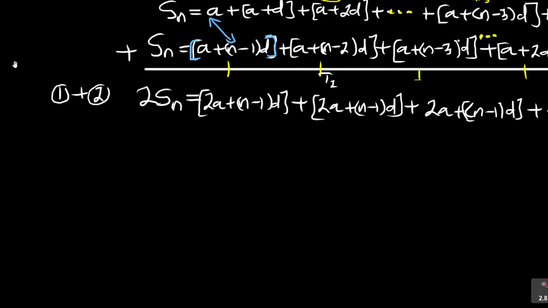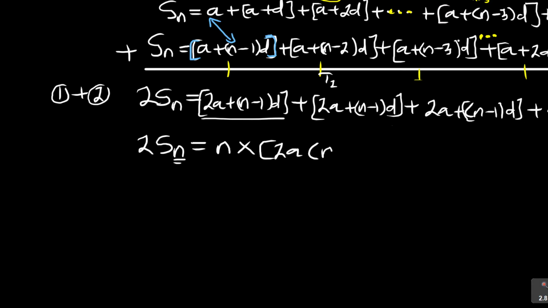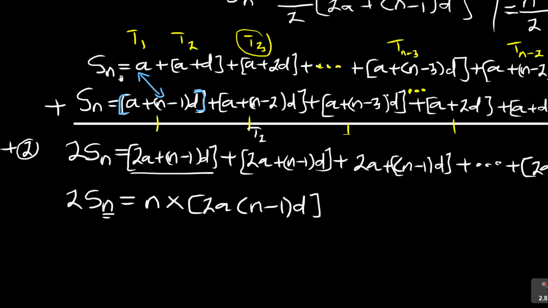So what it means is my 2Sn is equal to, you see, 2a plus n minus 1 d is repeating, right? So it means I'm multiplying because of this n, it's n times bracket 2a plus bracket n minus 1 d, because it's happening n times. Remember, there is the dot, dot, dot. It's occurring up to n times. That's why it's sum of n.